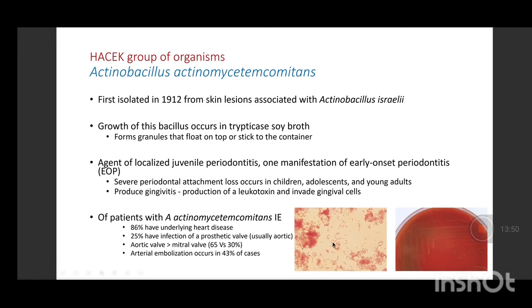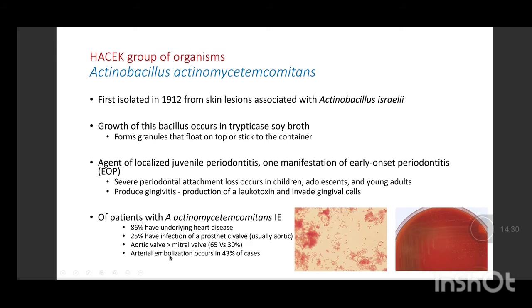So if you see here, you see the coccobacillus form on the gram stain. On the blood agar plate, again they are alpha hemolytic colonies, very tiny alpha hemolytic colonies. In infective endocarditis by this Actinobacillus, 86% of the patients have underlying heart disease. So in native valve without any heart disease, the chances of infection are much lesser. In contrast to Haemophilus, it is the aortic valve which is more commonly involved by Actinobacillus than when we saw with Haemophilus.